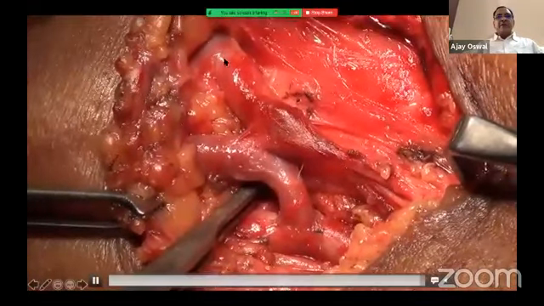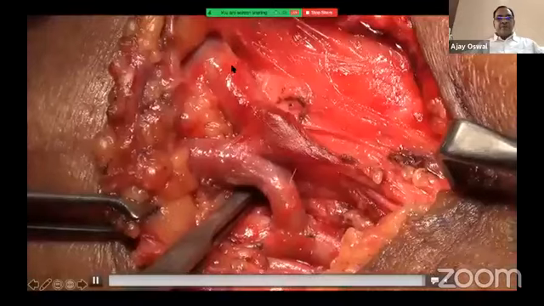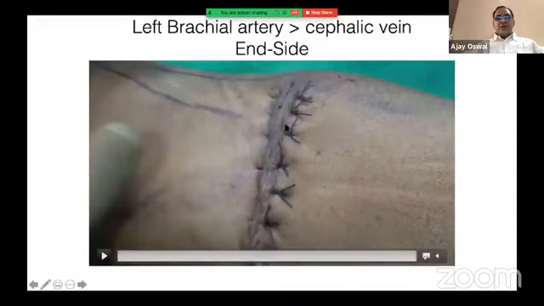And the cephalic vein is nicely distended, and this is the transverse incision, just 1 or 2 finger breadths below the elbow crease. This was the cephalic vein and this was the basilic vein. Nice thrill I am palpating.